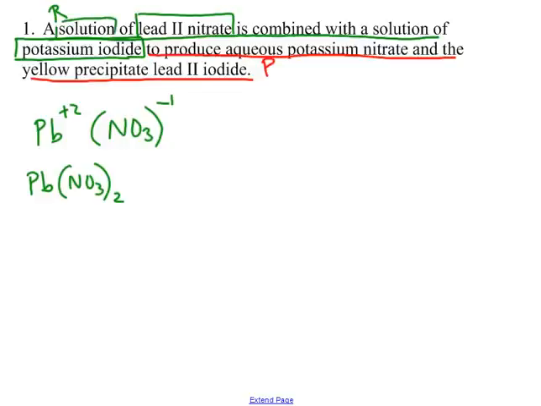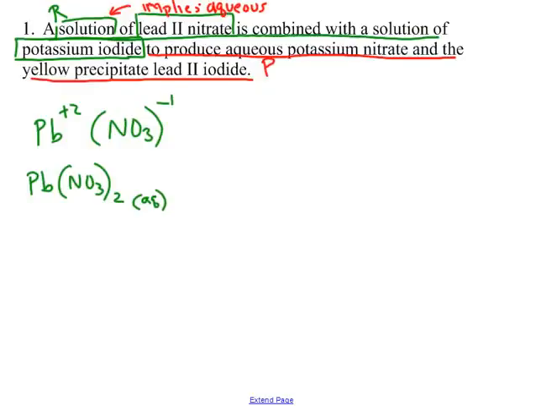Now, this says that this was a solution. And when you see the word solution, it implies that the substance is aqueous, that it is dissolved in water. So that's going to be really helpful. When you see the word solution, you'll know to put the aqueous symbol after it. Okay, so there we have our first reactant.